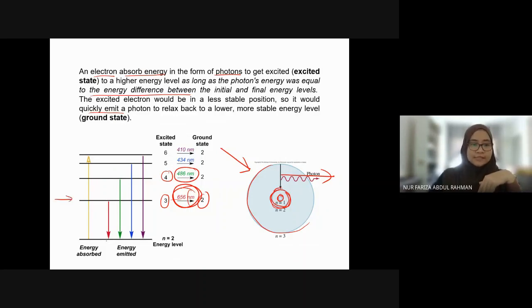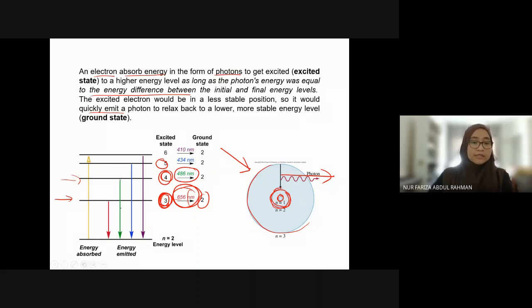Or you can refer to what we have here. So this is n=2, this is n=3, this is n=4, 5 and 6. So if it absorbs energy and gets excited from n=2, and then it comes down, it returns back to the ground state, it will release the red colored light. Same goes for if it gets excited to n=4. When it returns back to its ground state, or n=2, it will release, or emit, the green colored light.